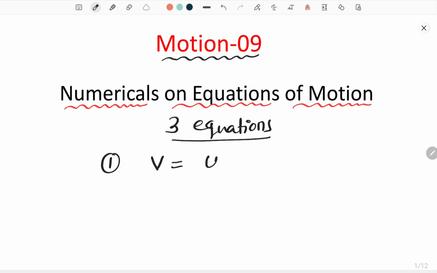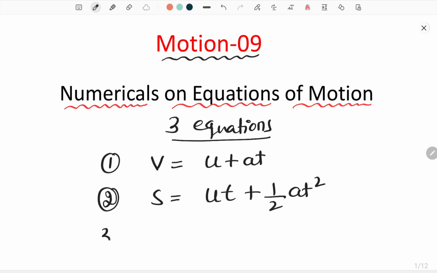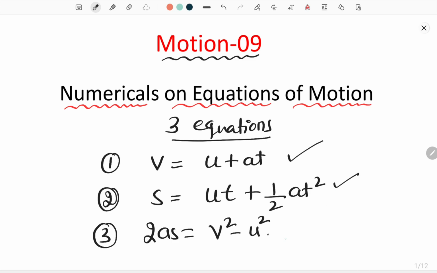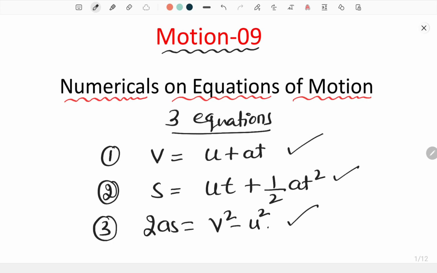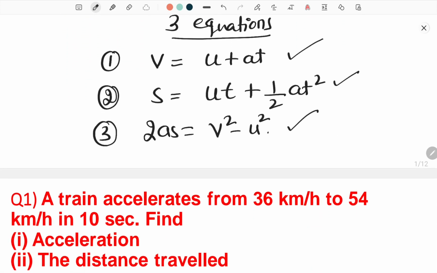First one is v = u + at, and the second equation is s = ut + half at square. Alright, and the third equation is 2as = v square minus u square. So you know the meaning of all these terminologies. Let us jump on to some numericals by using all these equations.